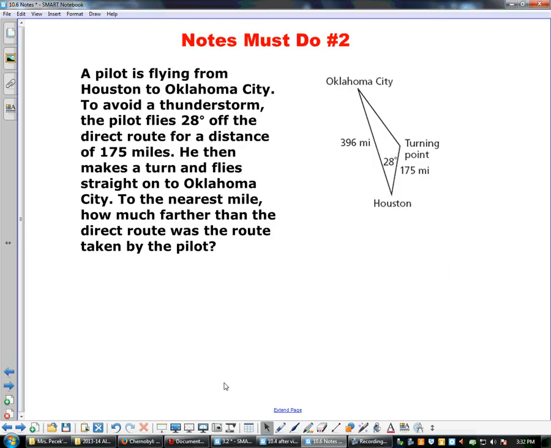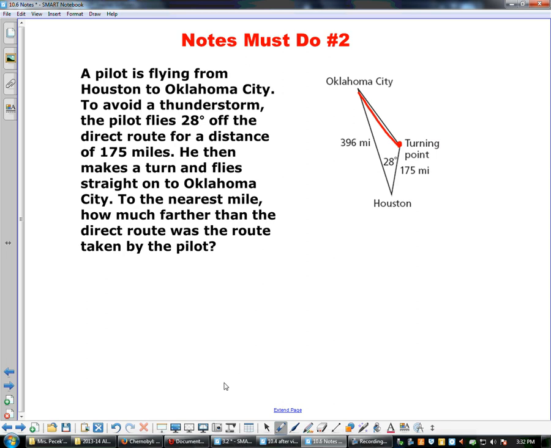Same idea. A pilot is flying from Houston to Oklahoma. They're going to go a little off route because of a thunderstorm, and we have the degree that they turn. We also know the other distance that they've traveled. So you're going to figure out how much farther. First off, you're going to find out what the route is between our turning point and Oklahoma City. So find that length first.